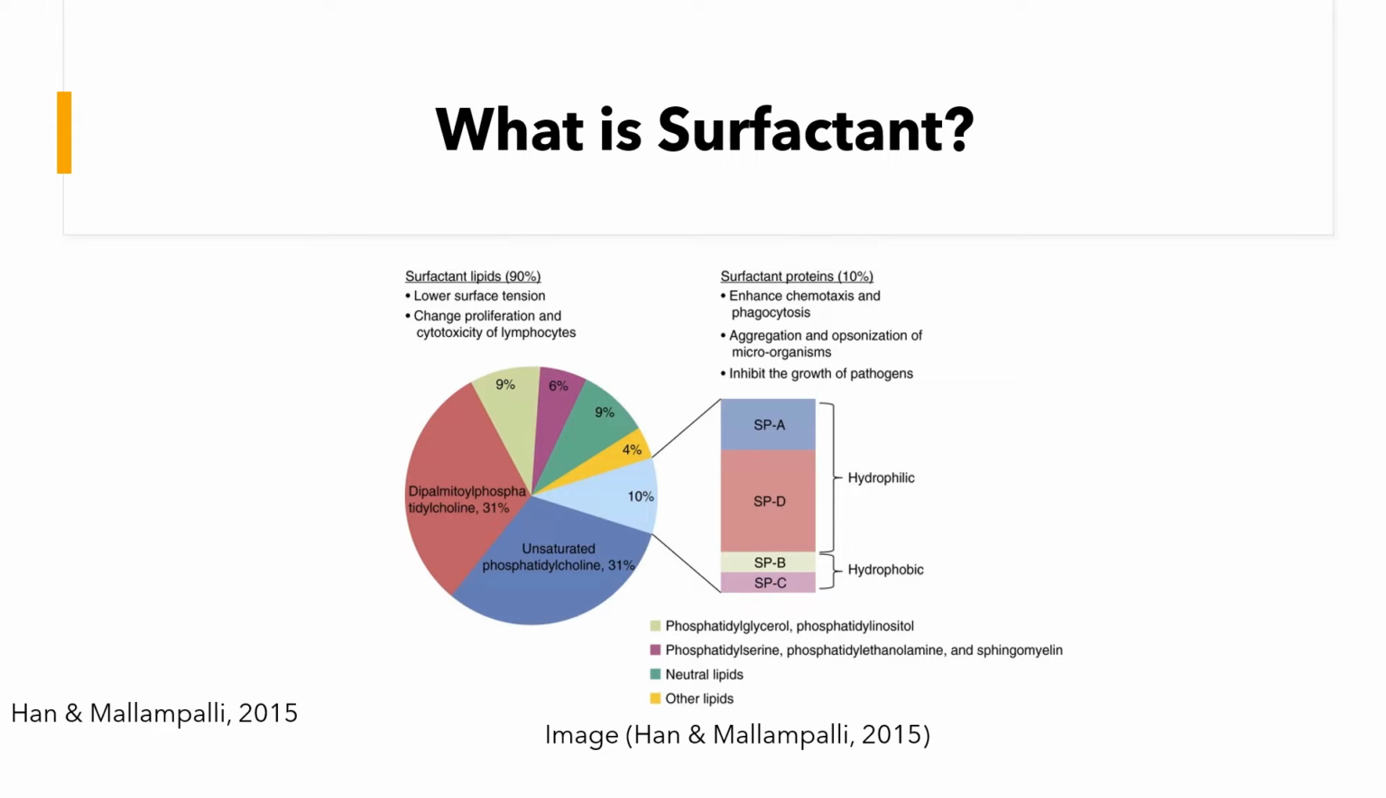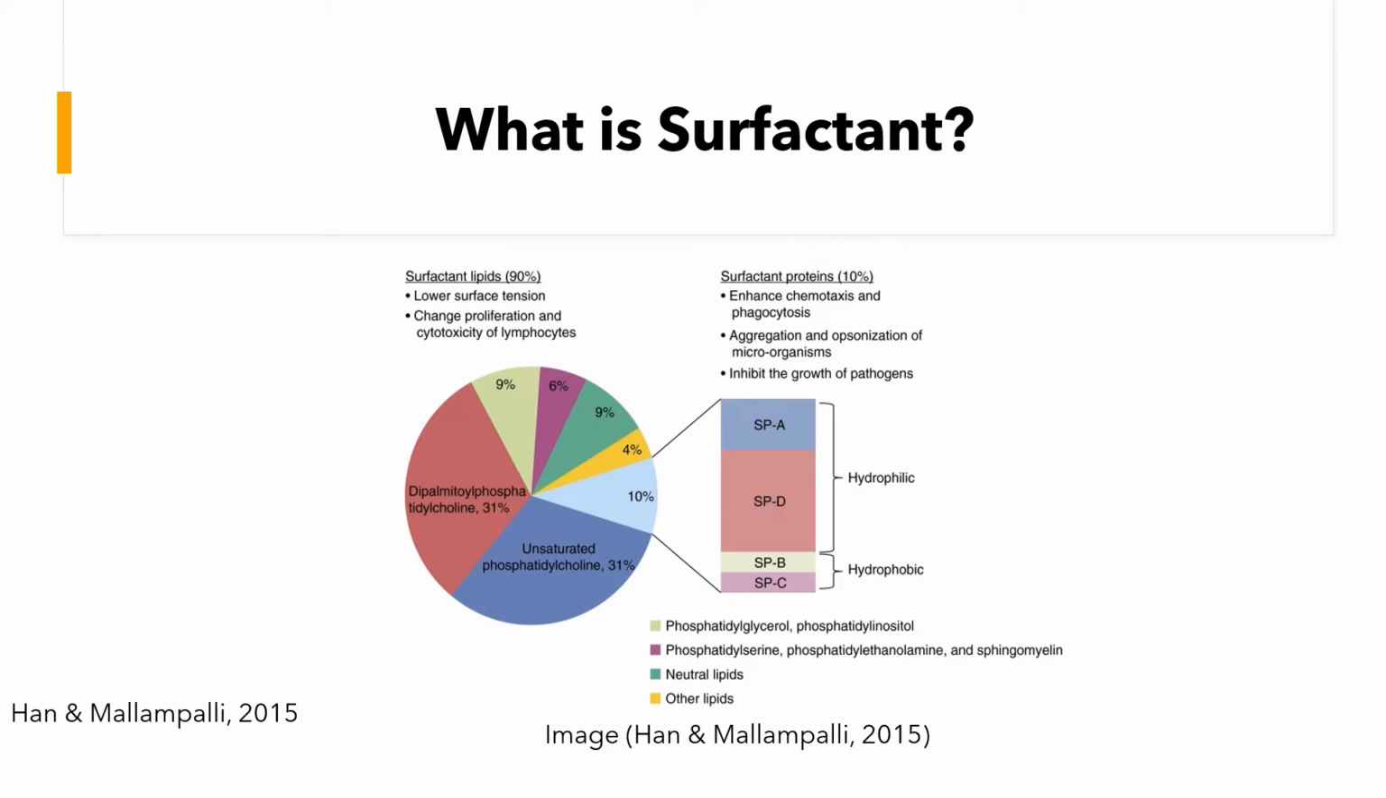But we're going to look at the composition. This slide will tell you a little bit about the composition of surfactant. As you can see from the diagram, the pie-shaped structure shows you the surfactant lipids. There's 90% of those. And then on the right, there are surfactant proteins, and there's around 10% of those.